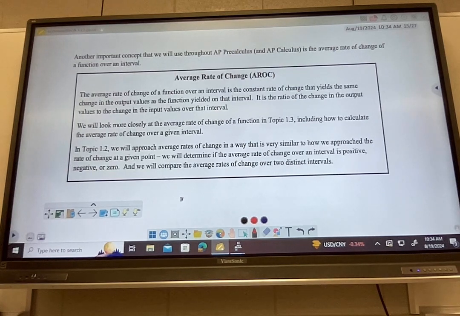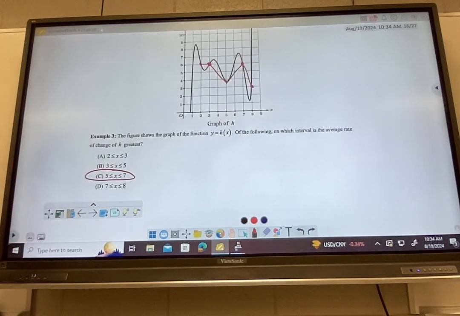Okay, we will be doing average rate of change throughout AP Calculus. Every time we turn around and look at a different function, average rate of change is going to be there. And so I'm just going to move off of this slide. That's pretty much what this slide says.